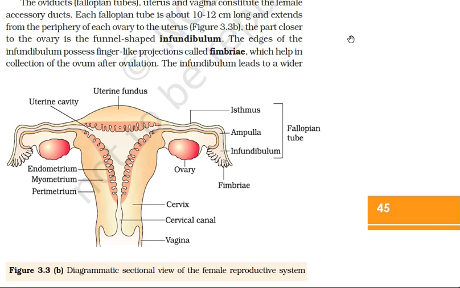Next part, that is the uterus. The two fallopian tubes open into a thick-walled muscular organ called uterus. The uterus is single and is called womb, W-O-M-B. Its shape is like an inverted pear. It is attached to the pelvic wall by ligaments.